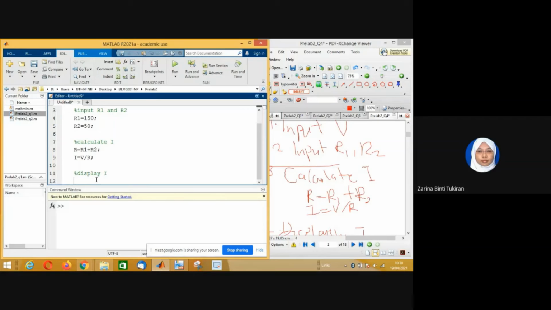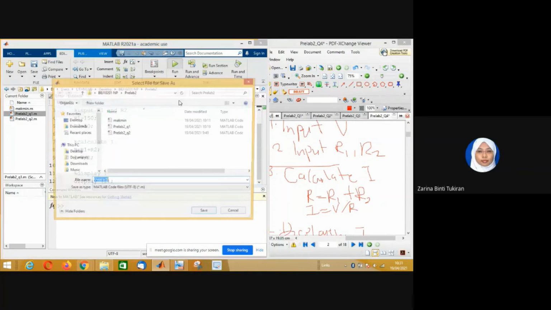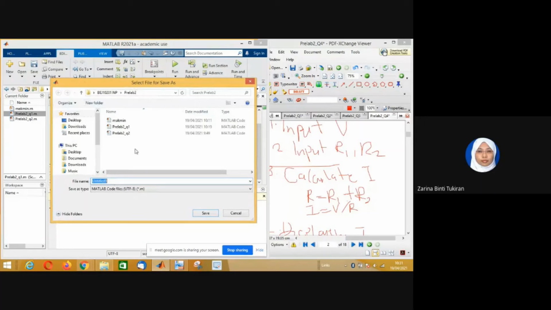So how to display I? Use display I. Okay. So make sure you do the calculation first, manual calculation by using your calculator before you execute the file. Okay. So after you've done this, you run. Make sure you save the file. This is question number 4. Save.